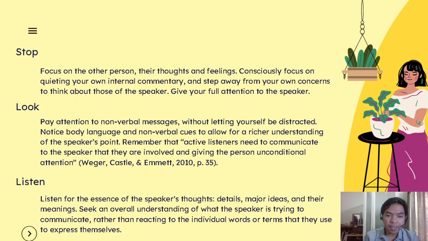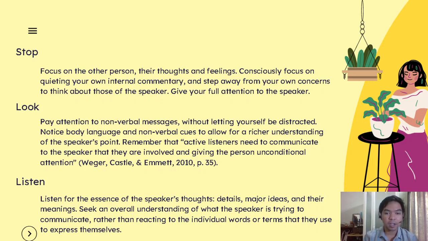Next is look. Pay attention to the nonverbal messages without letting yourself be distracted. Notice body language and nonverbal cues to allow for a richer understanding of the speaker's point. Remember that active listeners need to communicate to the speaker that they are involved and giving the person unconditional attention. So, 'di ba? Og nabiatay ka ng mga makasturya nga kanang expressive kayo in terms of their gestures, and their gestures makes a lot of impact in terms of emphasizing things.